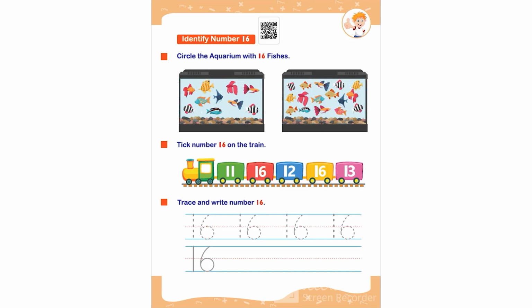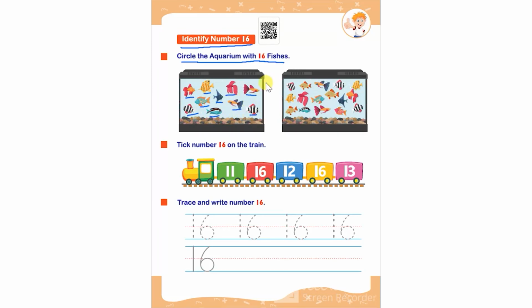Hello everyone. In this worksheet, the topic is identify number 16. Over here, circle the aquarium with 16 fishes. So the child has to first count the number of fishes for the same. 1, 2, 3, 4, 5, 6, 7, 8, 9, 10.